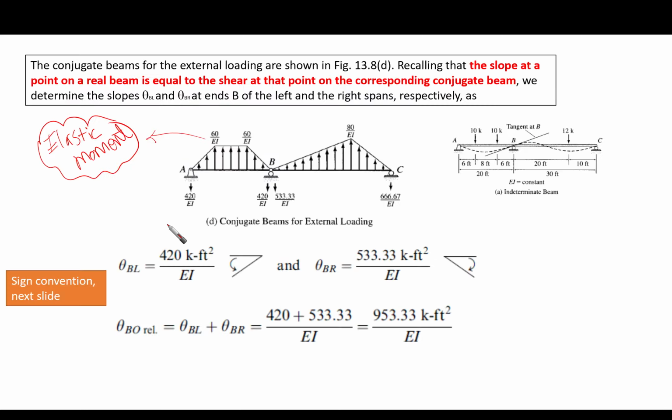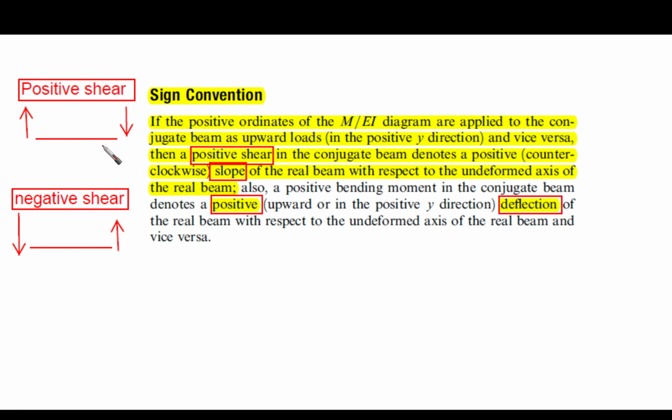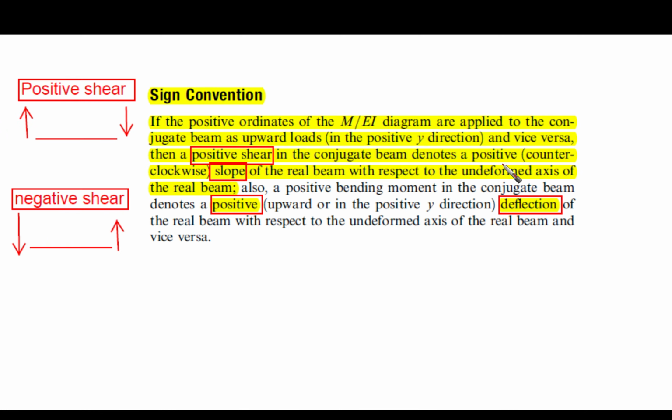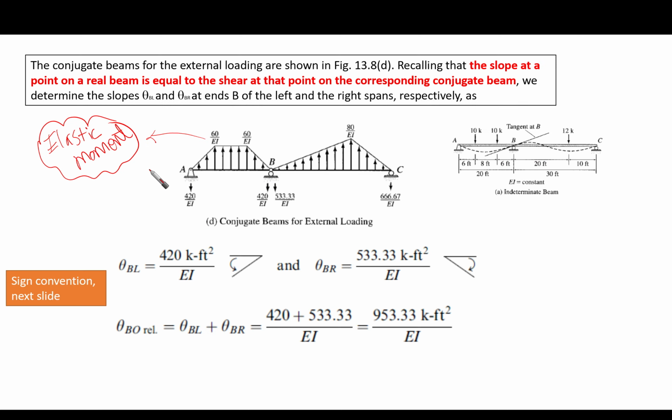So here, from the right and going down, it is positive shear. Positive means counterclockwise, as we said here. Counterclockwise. So we are okay now.